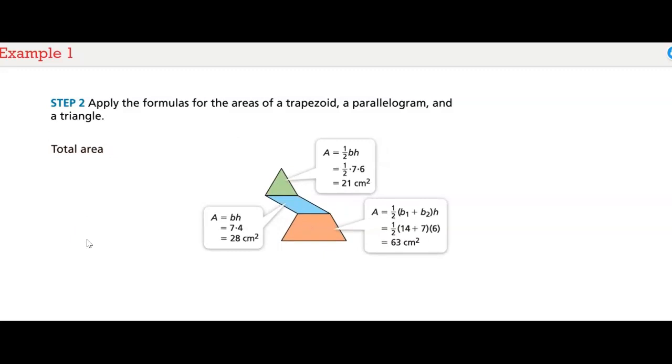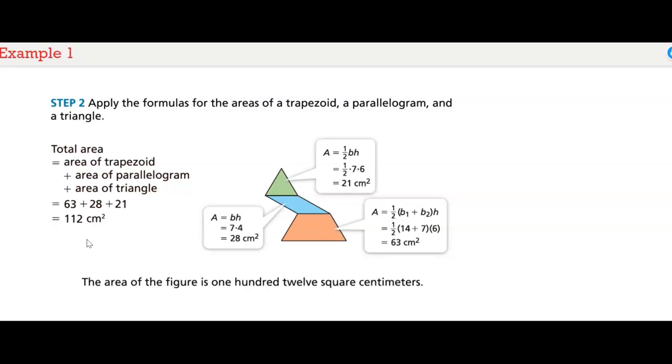The total area is equal to the area of the trapezoid plus the area of the parallelogram plus the area of the triangle. The area of the trapezoid is 63 square centimeters. The area of the parallelogram is 28 square centimeters. The area of the triangle is 21 square centimeters. The area of the figure is 112 square centimeters.